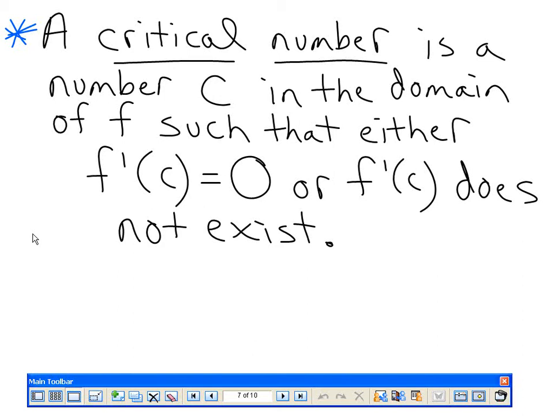The first thing is the critical number. This is an important concept. So the critical number is a number c in the domain, so it does have to be in the domain, such that either f prime of c equals 0 or f prime of c does not exist. So either the first derivative equals 0 at that particular x value, or at that particular x value you don't have a first derivative. There are spots where the first derivative has issues, like maybe you're dividing by 0, so you don't have a first derivative at that spot. Those are going to be critical numbers. Okay?